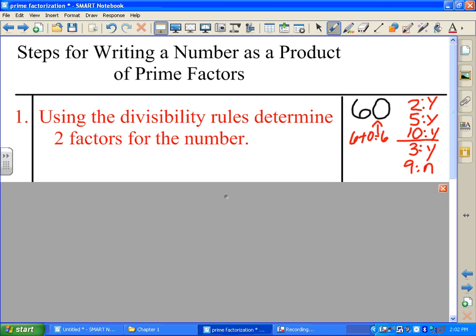Now, when I'm talking about a product of prime factors, I now have a starting point. I know that one of 60's factors is 2, one of them is 5, one of them is 10, and one of them is 3.